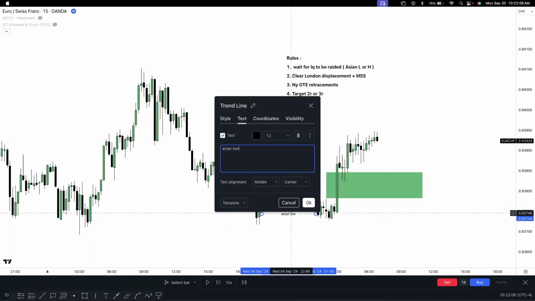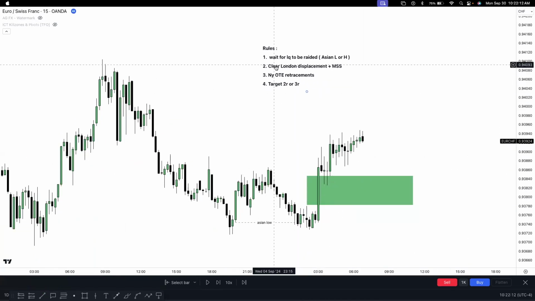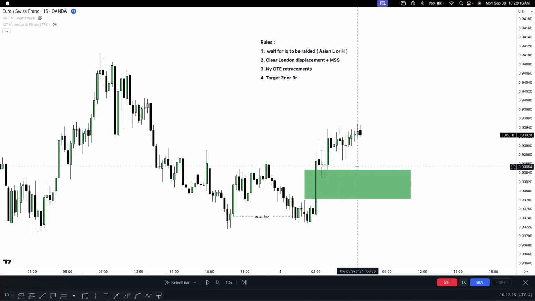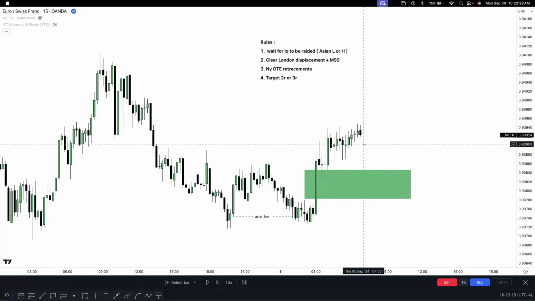Asian low took. So after Asian low is taken, what do we look for now? Clear London displacement. Do we see clear London displacement? Yes. We have a very nice engulfing candle going in our direction, leaving behind the fair value gap, which is going to be nice. So this is going to be confirmed as nice London displacement.